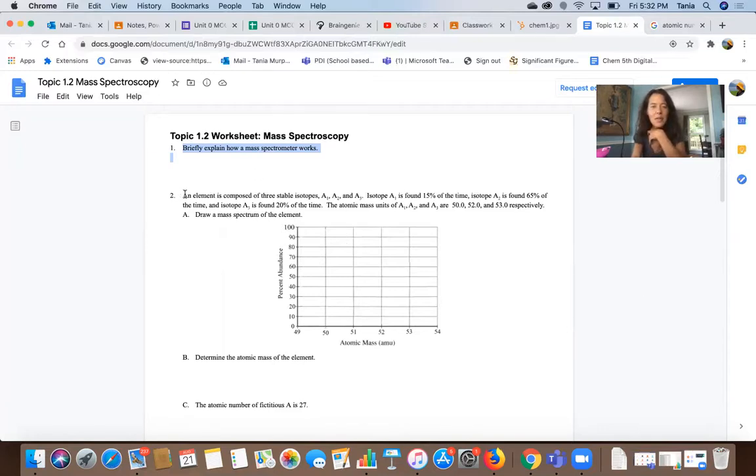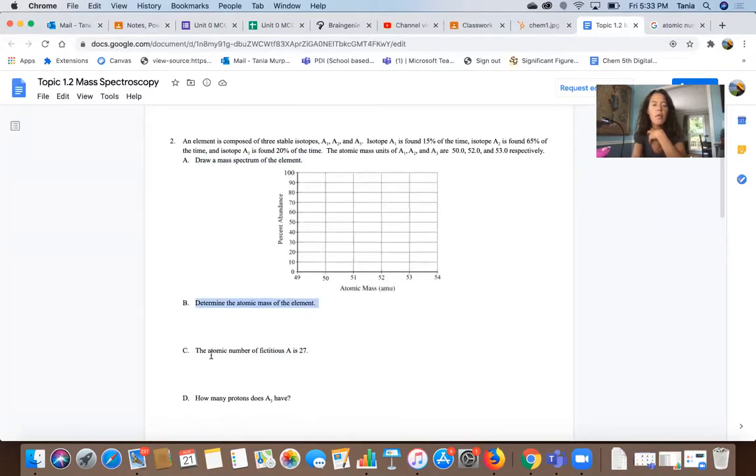Okay, an element is composed of 3 stable isotopes, A1, A2, A3. It gives us our percent abundance for each. And we are asked to draw a mass spectrum of that element. Notice that we have percent abundance. We're going to get the atomic mass, and then we're going to answer a couple questions. So let's go back here.